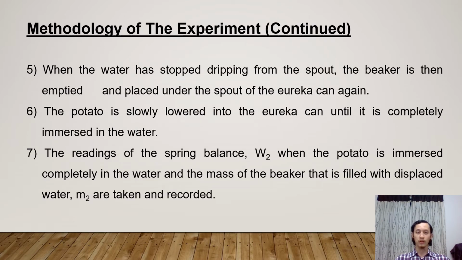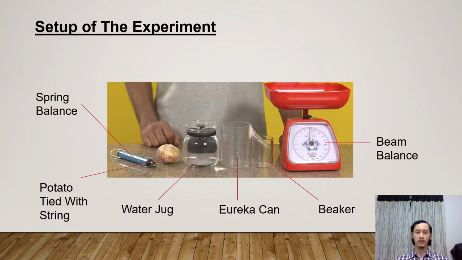Next, when the water has stopped dripping from the spout, the beaker is emptied and placed under the spout of the eureka can again. Then, the potato is slowly lowered into the eureka can until it is completely immersed in the water. Finally, the reading of the spring balance W2 when the potato is immersed completely in the water, and the mass of the beaker filled with displaced water M2, are taken and recorded. So this is the setup of the experiment.